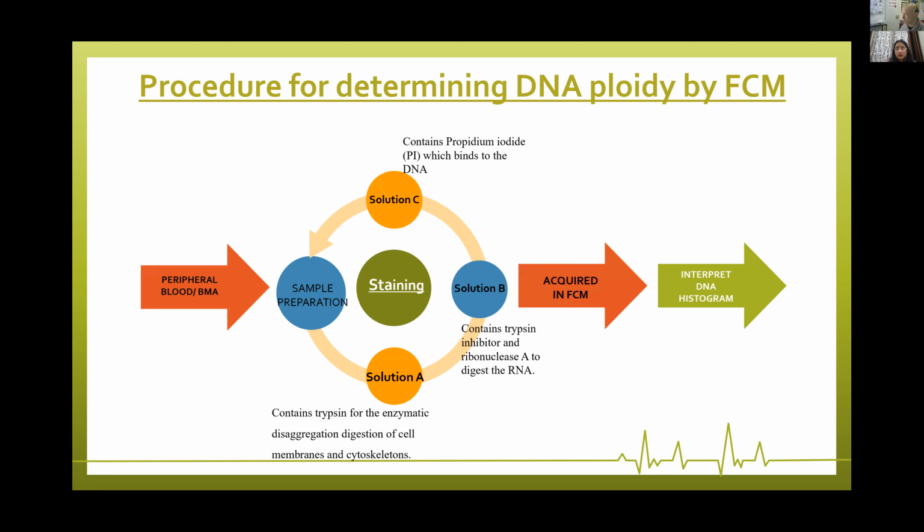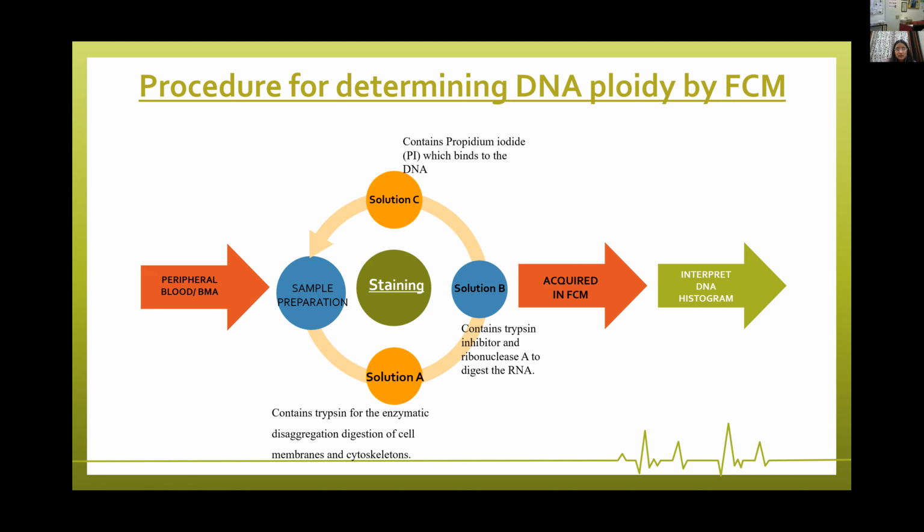Now, this is the procedure for determining the DNA ploidy by flow cytometer that we used in our research. The samples that we took were peripheral blood or bone marrow aspirate, whichever was available for the patient. Simultaneously, we processed peripheral blood of the control sample or the reference sample. Sample preparation was done, that is, a cell suspension was created with a cell concentration of 1 × 10⁶ cells per ml by repetitive density centrifugation techniques.